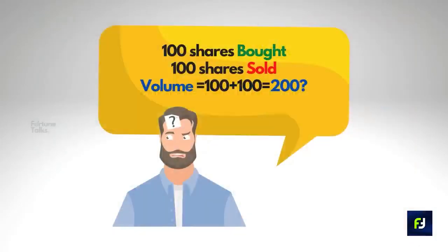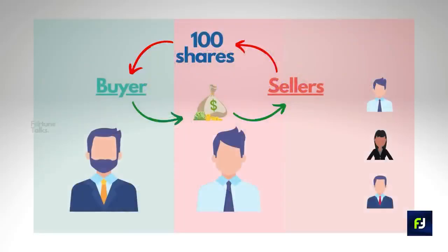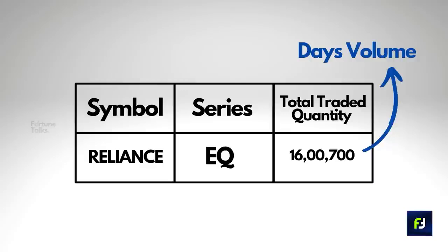Now many people tend to assume the volume and count it as 200 because 100 were bought and 100 were sold. But this is not the right way to look at volumes, because only 100 shares transferred hands from one person to the other. With that being said, the volume information on its own is quite useless. For example, we know from the NSE website that volumes on Reliance India for this particular day is 16,700,000 shares. So tell me, how useful is this information when read in isolation?